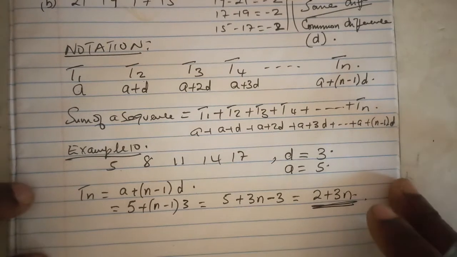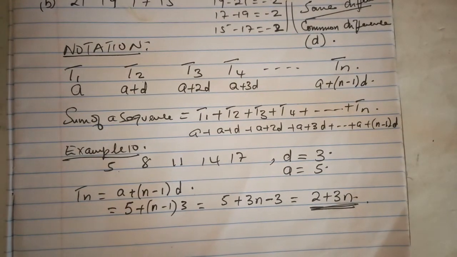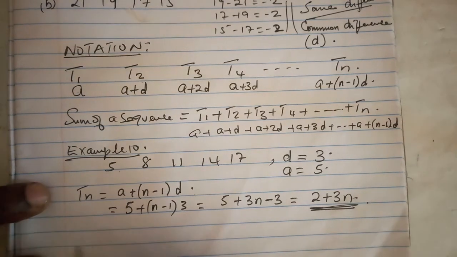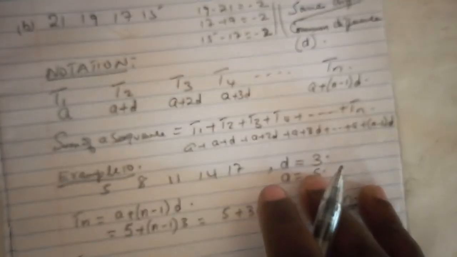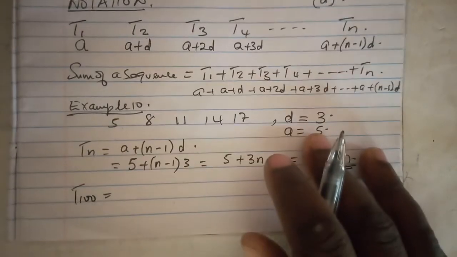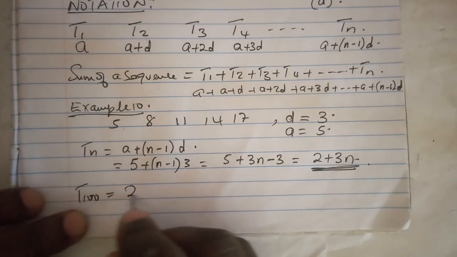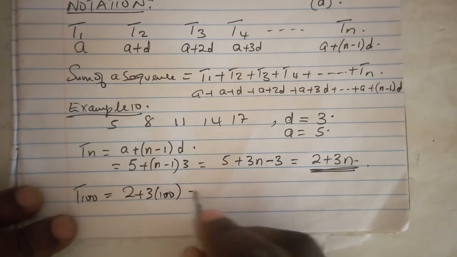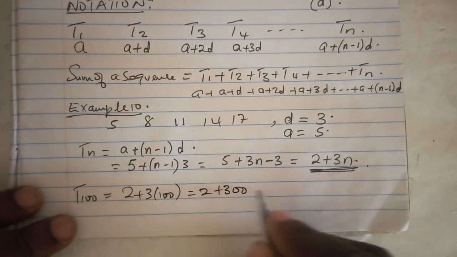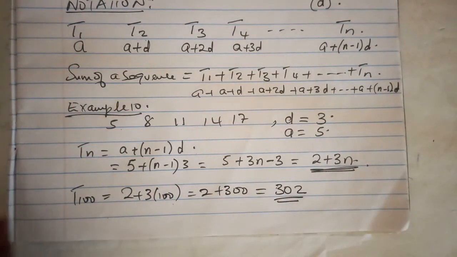The second part of this question is asking us, use your answer to part A to find the 100th term. Term 100 is going to be equal to what? Because term n is given by 2 plus 3n, and n is 100, which is 2 plus 300, and the 100th term is 302. That is the 100th term.